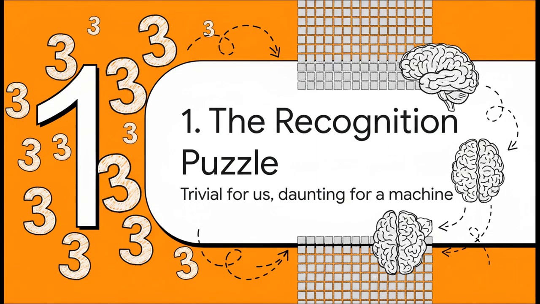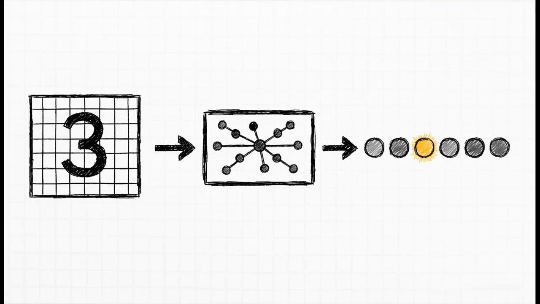Okay, so back to our puzzle. The thing is, our brains can see 1,000 different handwritten 3s. Some are loopy, some are sharp, some are tilted, and we just know they're all the same idea. But a computer doesn't see an idea. It just sees a grid of numbers. And from its point of view, all those different 3s look like completely different grids of numbers. That's the challenge.